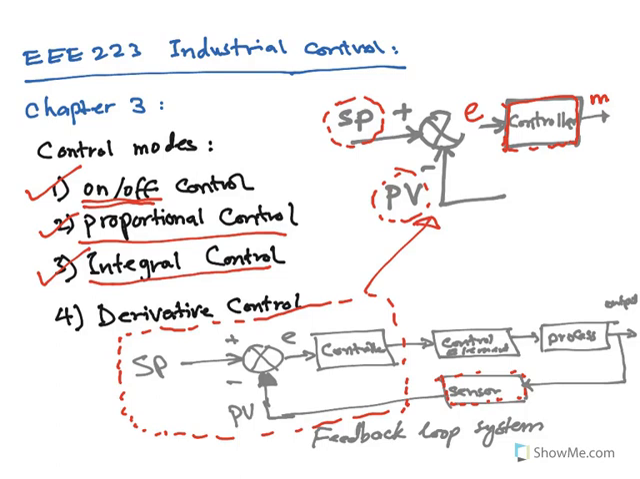So that's why we have the derivative control mode. One of its functions is to speed up the process variable or the process dynamics, in order to have the process variable reach the set point in a reasonable time.